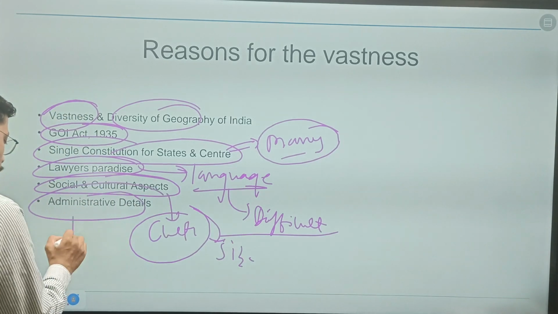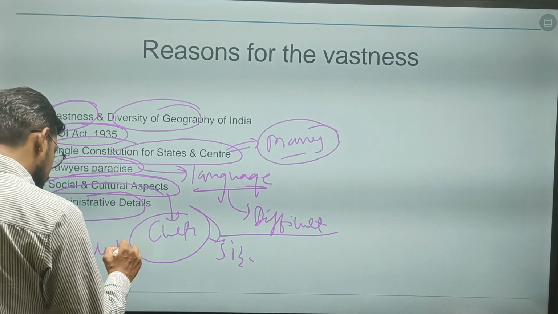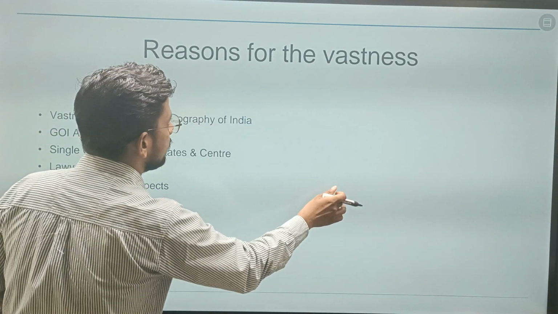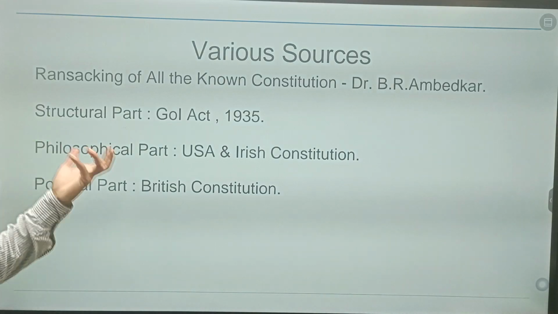Then administrative details have also been included, and this also increased our size. Okay. Now let us understand the next feature, that is various sources.